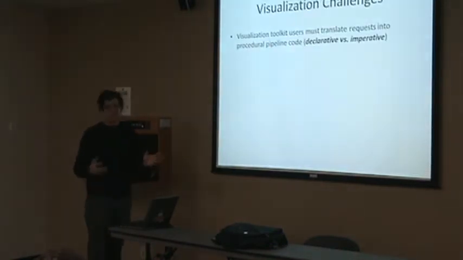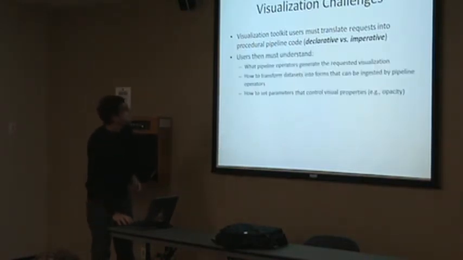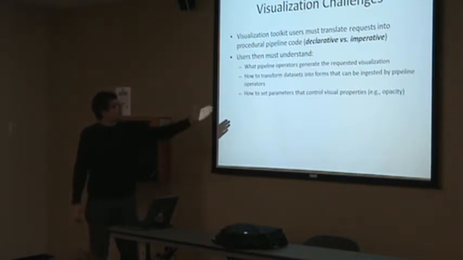So the challenges with this, I've already alluded to some of them. Visualization toolkit users, although we think that they're thinking in this declarative mind frame, ultimately have to transform this declarative specification into these pipelines. So it's the difference between declarative versus imperative code. Users need to understand what pipeline operators are going to be included, what operators they should put inside their pipelines, and how to transform their data sets into forms that can be ingested by the pipeline operators.